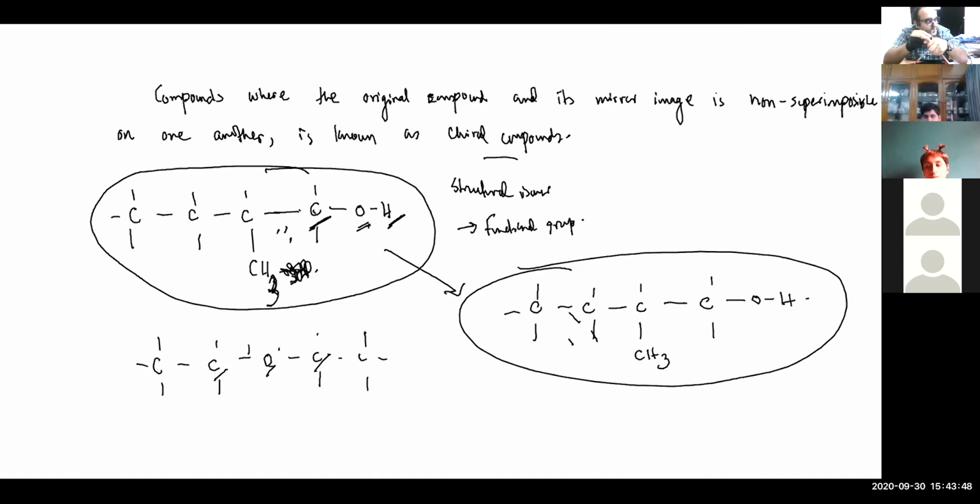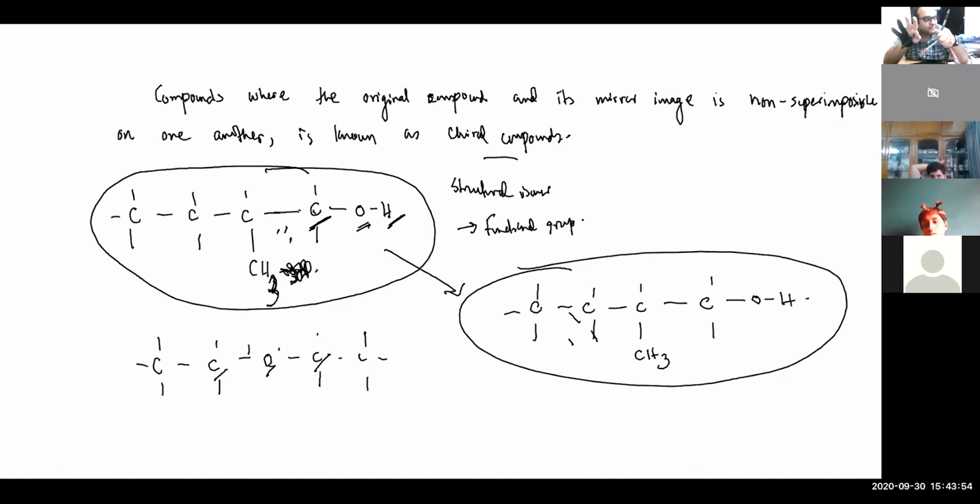Do you get me, everybody? That is stereoisomerism. Everything is the same. Yes, everything is the same, except the arrangement. There is a very small difference in arrangement, and that causes different structures or stereoisomers.